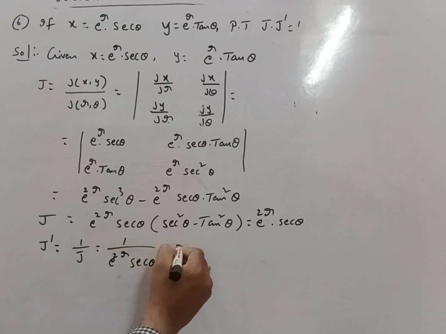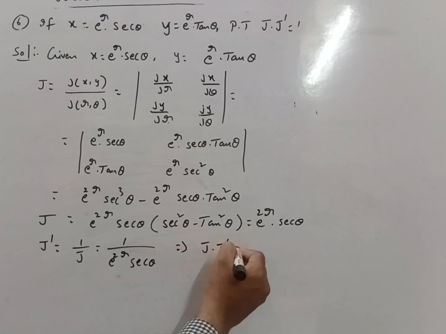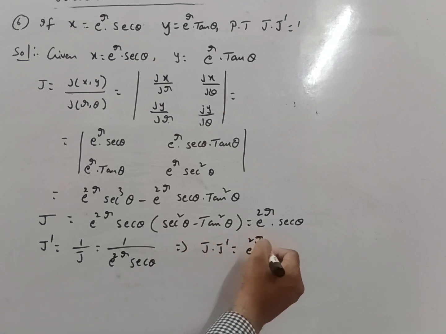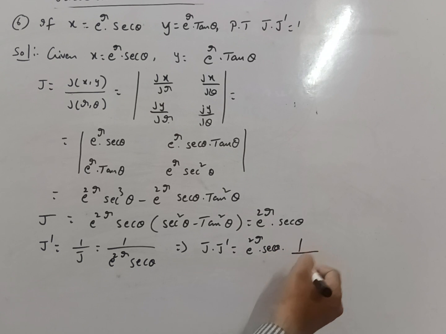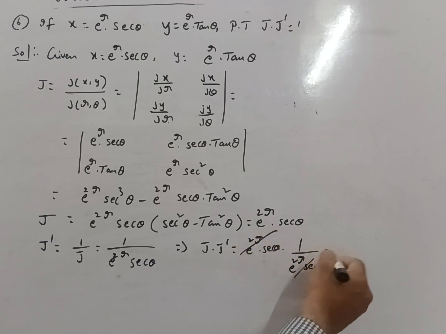So therefore, j into j dash. What is j I got? E power 2r secant theta. What is j dash we got? 1 by e power 2r secant theta. Both will get cancelled. You get the answer is 1. Understand here? So j dash is equal to 1 by j, basically the formula. So simplify and substitute here, you will get the answer. Okay, so this is the problem on x with r and theta he gave here. See the next problem.